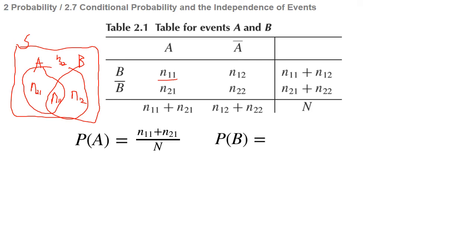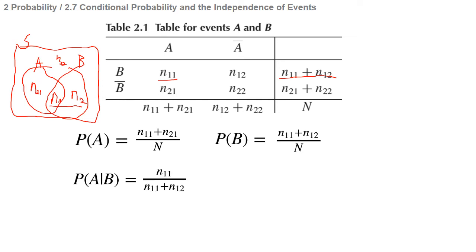What would be the probability of B? The number for B is n11 plus n12, and also in the Venn diagram n11 plus n12 is the number of simple events inside of B. So the probability is n11 plus n12 divided by N. And what would be the probability of A given B?